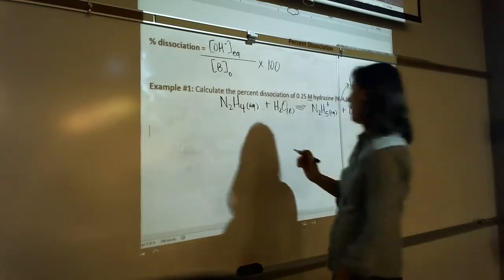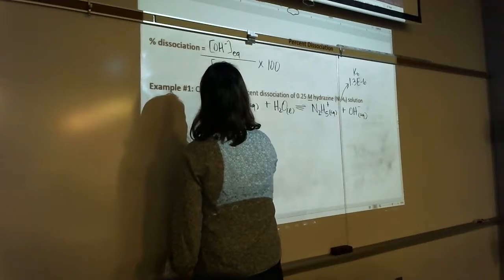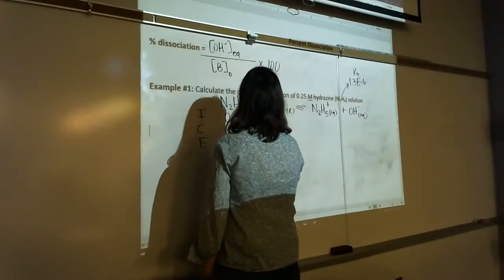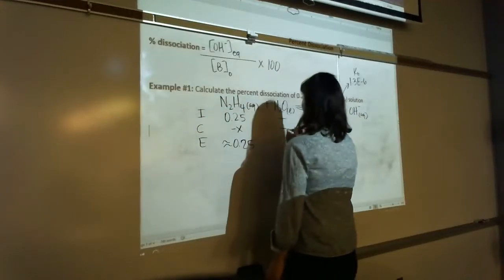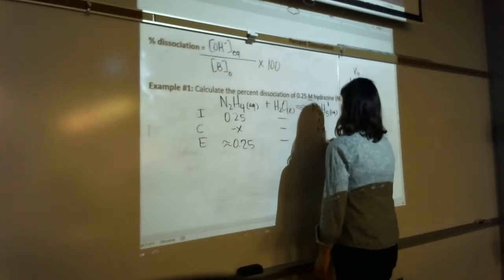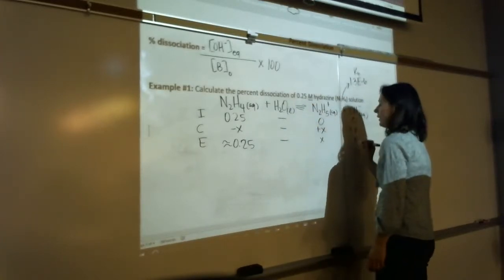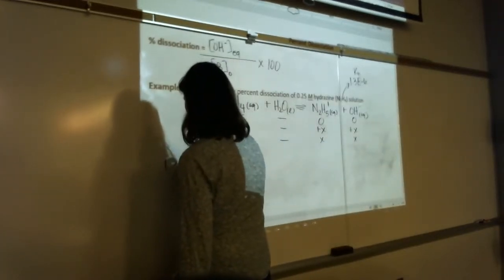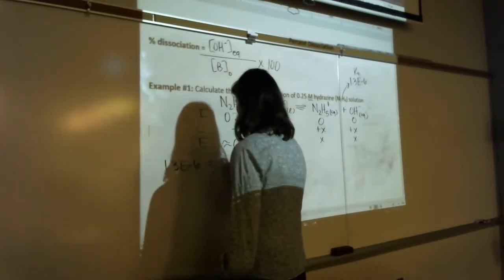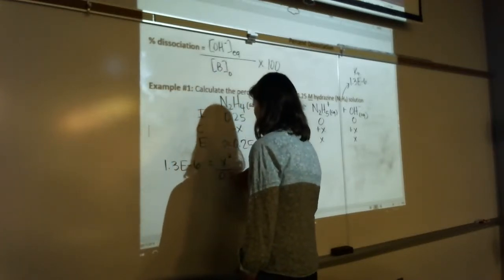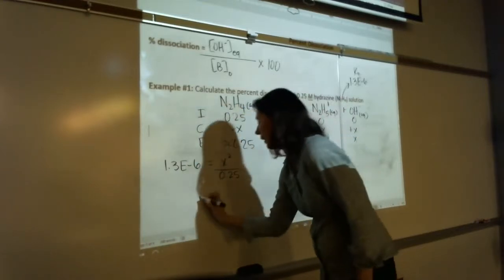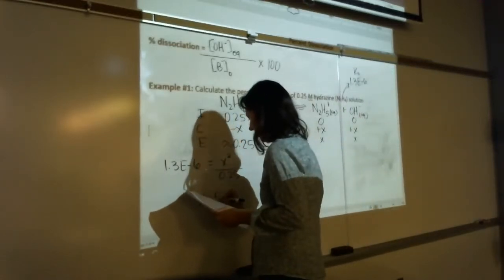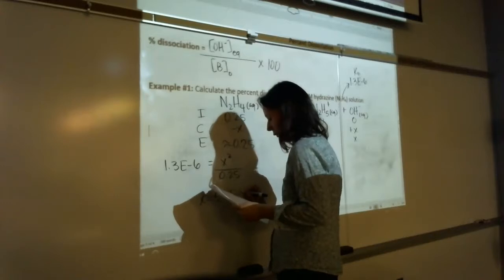Okay, so we're going to make our ice table. So this is 0.25 minus x. So we're making the 5% approximation. 0 plus x, x. 0 plus x, x. So now we say, okay, Kb is 1.3 times 10 to the negative 6, and that's equal to x squared over 0.25. So I got x equals 5.7 times 10 to the negative 4th.